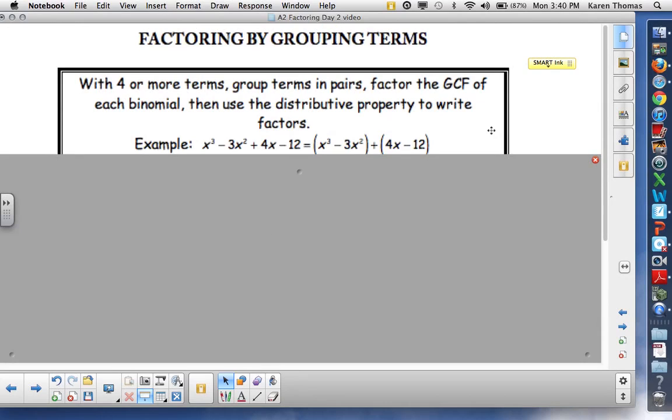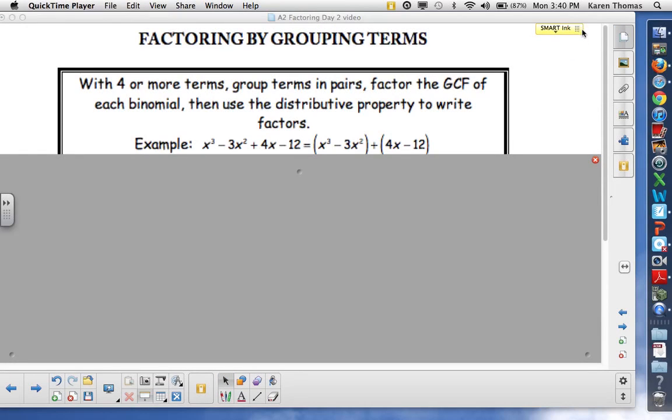This is factoring by grouping. We already did some factoring by grouping in class on Monday. It was with trinomials. Well, here we don't have a trinomial. We're going to have a quartic. That is, it's a polynomial that happens to have 4 terms. Sometimes we can factor a quartic by grouping.